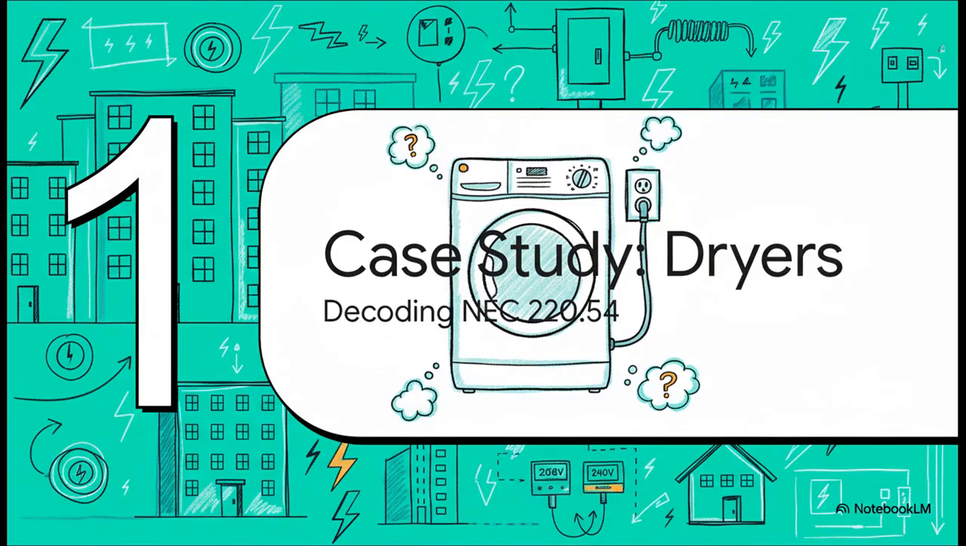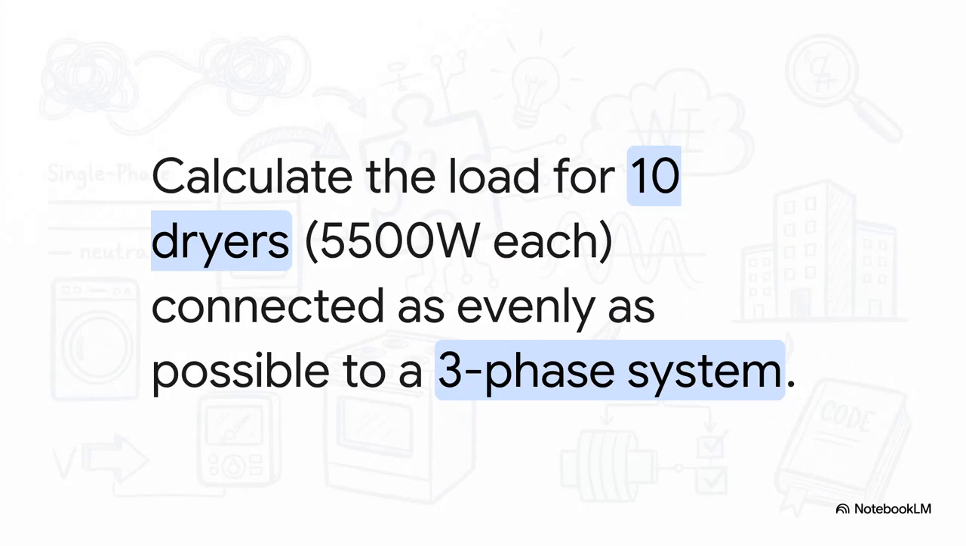All right, so let's dive right into the exact problem that tripped Abraham up. It's all about calculating the load for clothes dryers using NEC section 220.54. This is a super common scenario, especially when you're dealing with things like apartment buildings. So here's the setup from the handbook. We've got 10 single-phase dryers, right? Each one is rated at 5,500 watts, and they're all connected as evenly as possible to a three-phase system. Our job is to figure out the minimum calculated load for the feeder conductors. Seems simple enough, doesn't it?